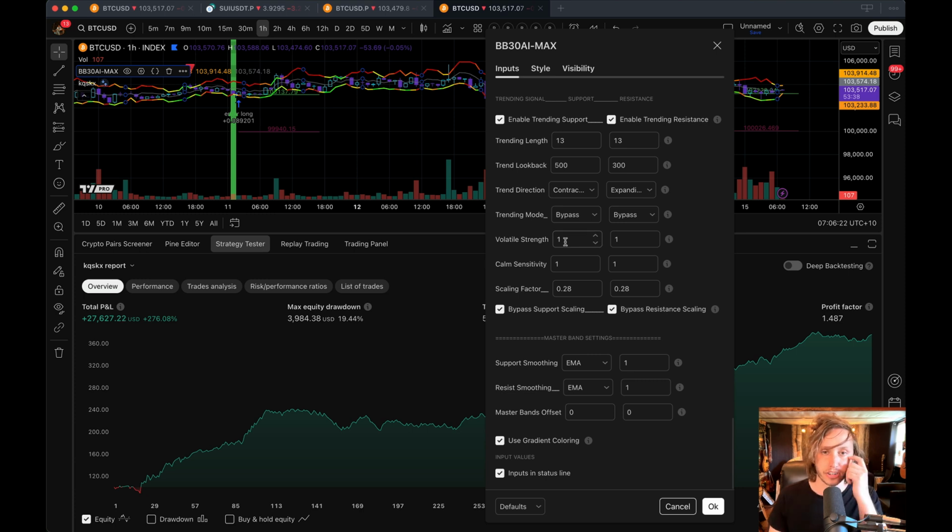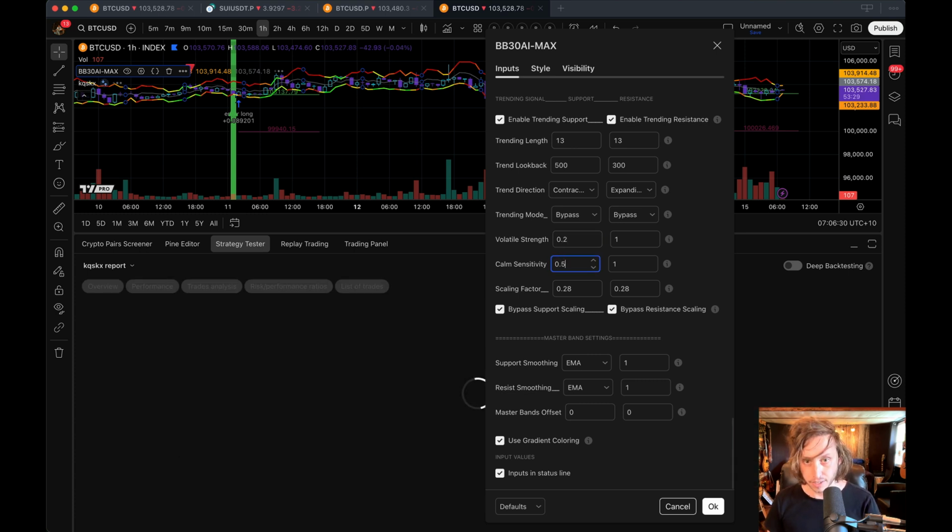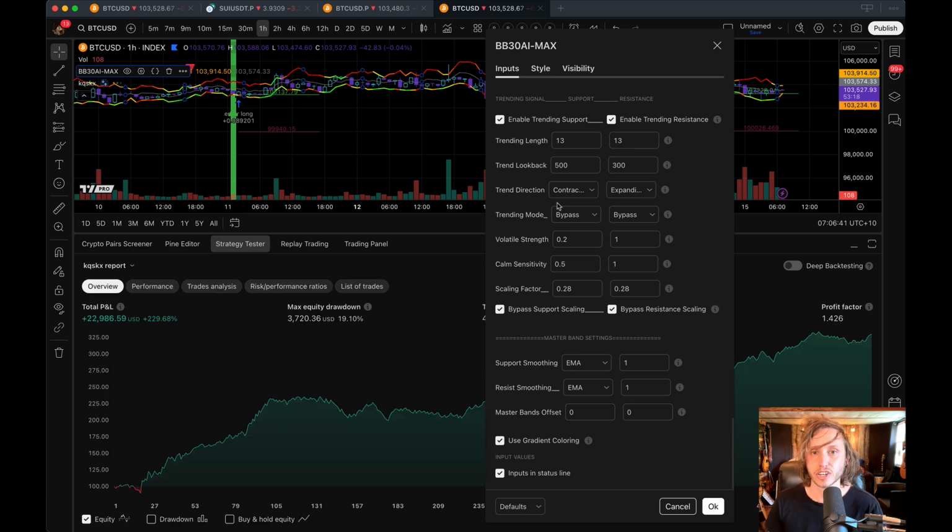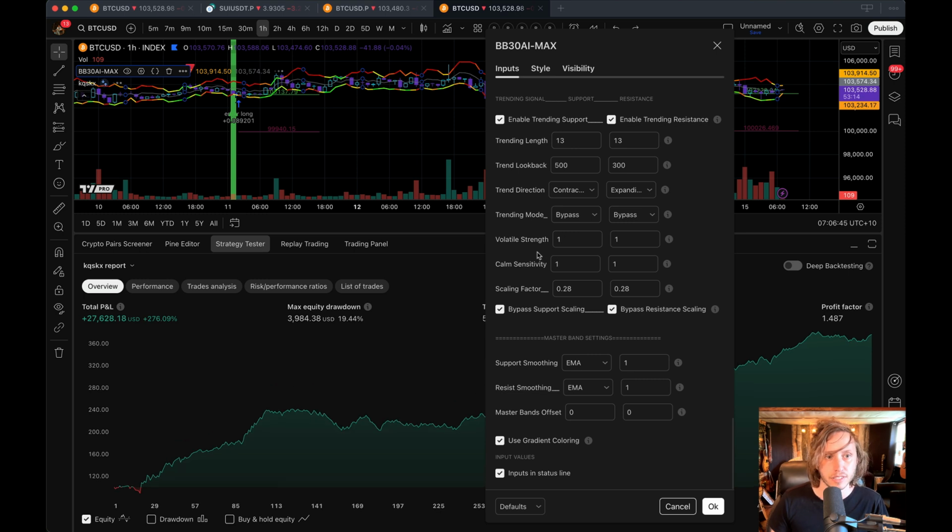Volatile strength. Let me make sure this section works here. I'm going to put this at like 2 and 0.5 or something, and make sure this is working like it's supposed to. Basically, the volatile strength is how strong a signal has to be to be considered contracting or expanding. Okay, did that, 229? Let me see. Yeah, okay, that did adjust it.